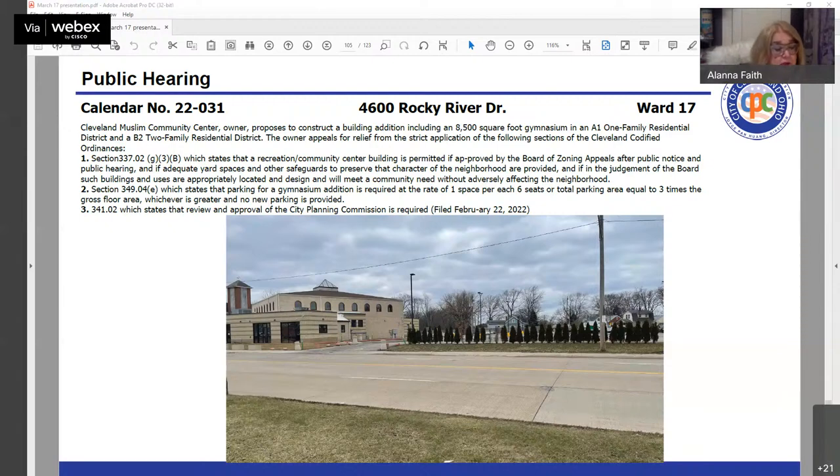So with that, we are going to move forward to calendar number 22-031. This is at 4600 Rocky River Drive. The Cleveland Muslim Community Center, owner, proposes to construct a building addition, including an 8,500 square foot gymnasium in an A1 one family residential district and a B2 two family residential district. The owner appeals for relief from the strict application of the Cleveland Codified Ordinances, of which there are three, and number three is 341.02, which states that the review and approval of City Planning Commission is required.